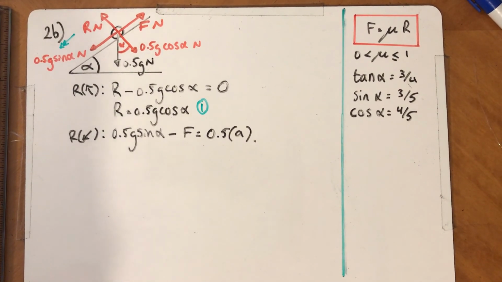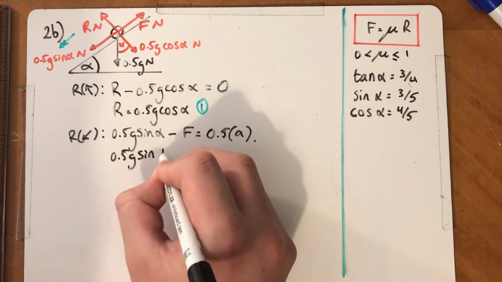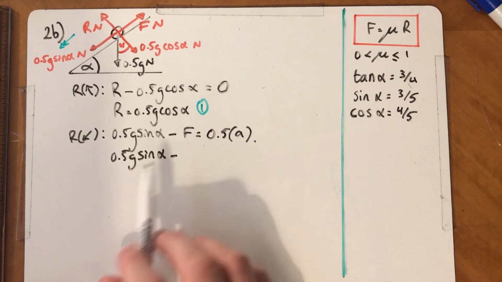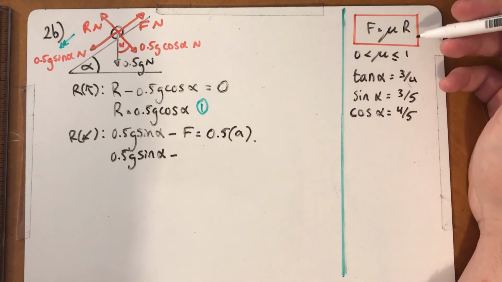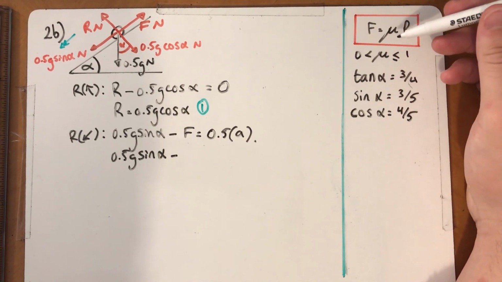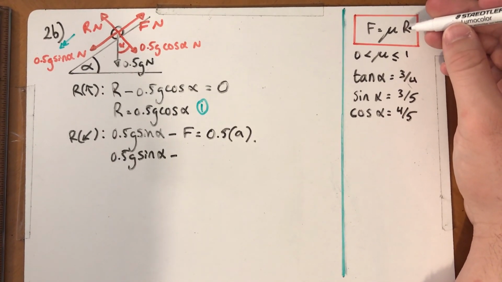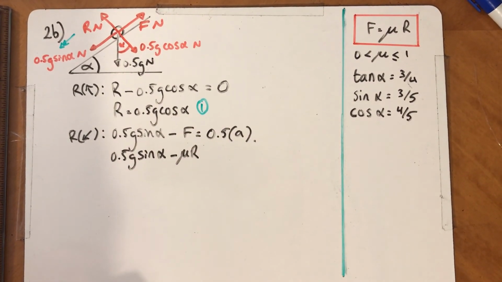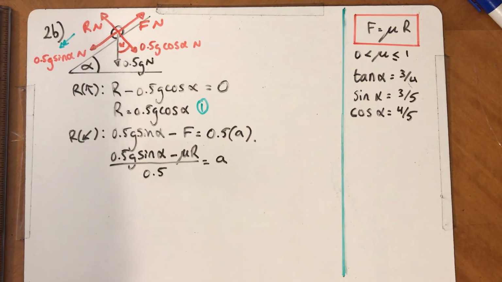Now in my next line of working out, I'm going to divide both sides by 0.5. So 0.5 g sine alpha minus... Now, what I'm going to do here is substitute mu R for F. You should be familiar with this relationship: F equals mu R. The frictional force is simply equal to the coefficient of friction times the normal reaction force. So I'm going to write mu R instead of F there, and like I said before, we're dividing by 0.5 in order to get a by itself.